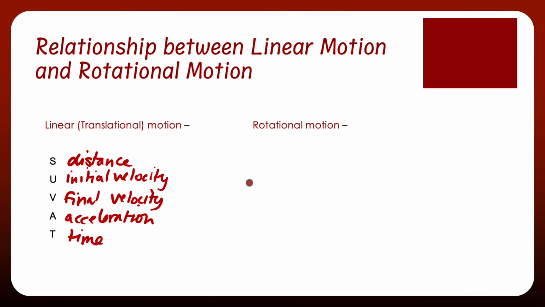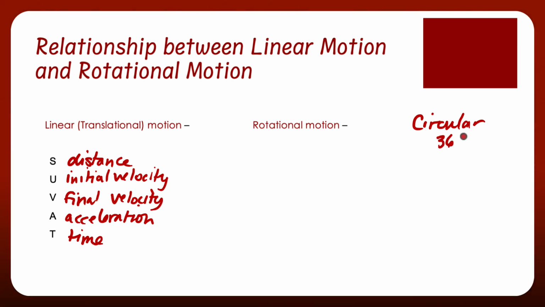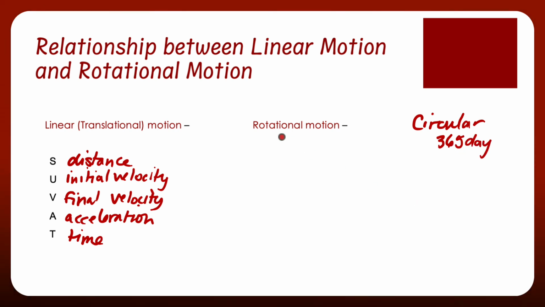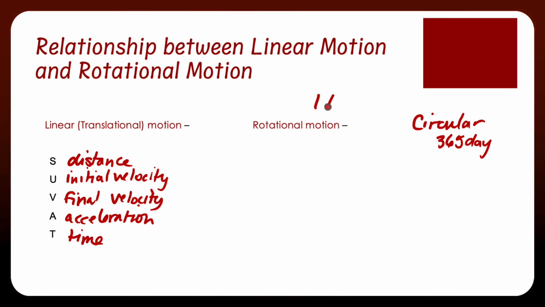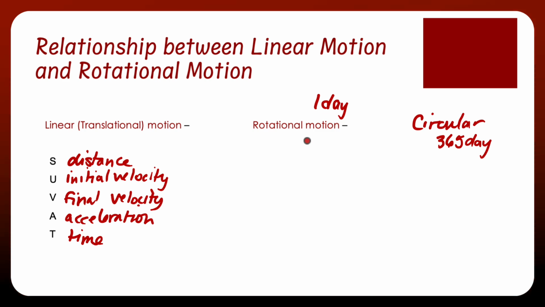Now, instead of talking about a straight line, I'm going to rotate. There is a slight difference between circular motion and rotational motion. Circular motion is when something is moving in a circle. I give the example of the Earth going around the Sun, which takes 365 days to do one complete circle. Whereas rotational motion is about 1 day, how long it takes for the Earth to rotate on its axis.